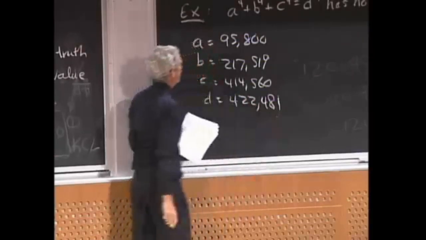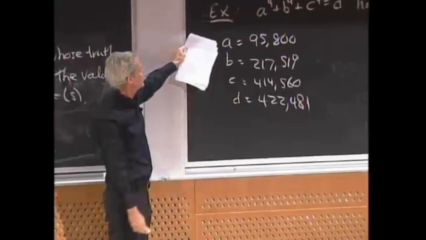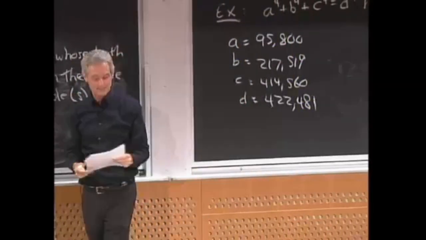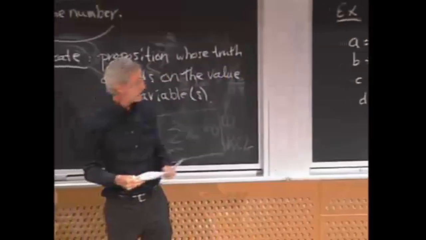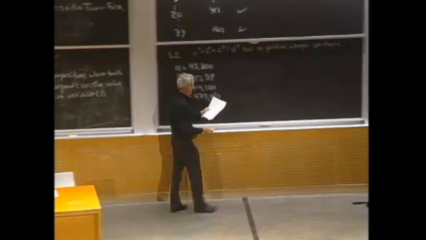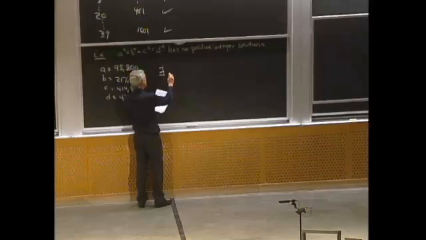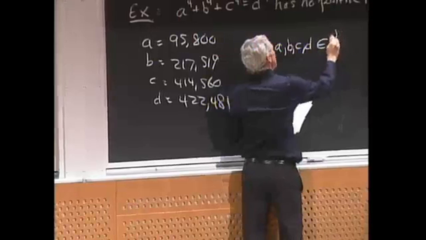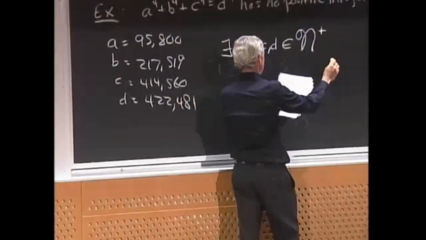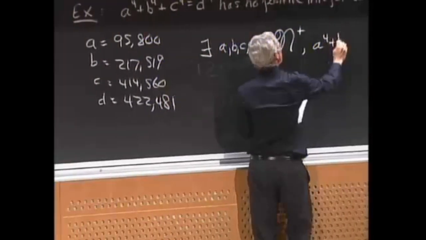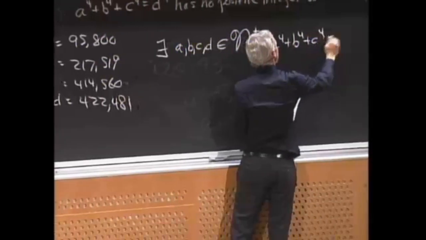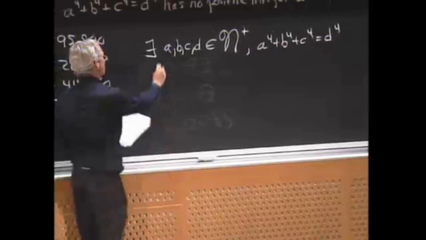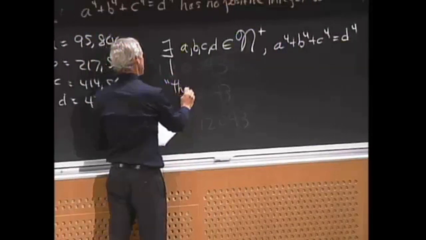422,481. Now, he claims, I've never personally checked it, but presumably people have, you plug those in here, and you have an equality. So he says. So in fact, the correct true proposition is there do exist A, B, C, D in the positive natural numbers such that A to the fourth plus B to the fourth plus C to the fourth equals D to the fourth.